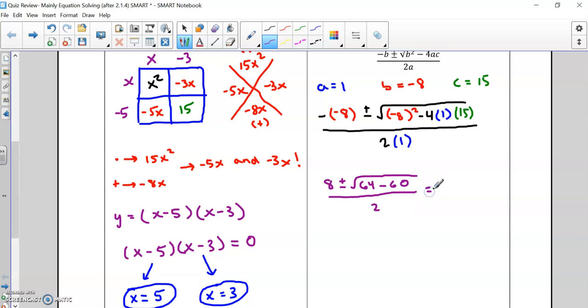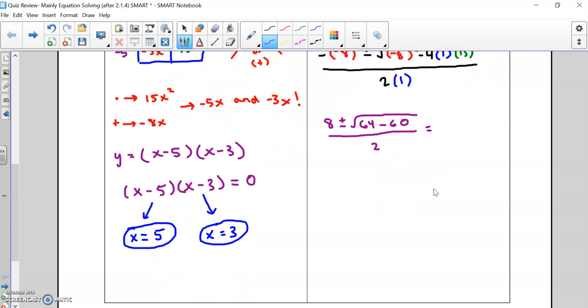Right, and we can simplify this one more time. We know that 64 minus 60 is just 4. So we can change this to 4. All right, and then we can just calculate that. We know that 8 plus or minus 2 is going to be where we end up there.